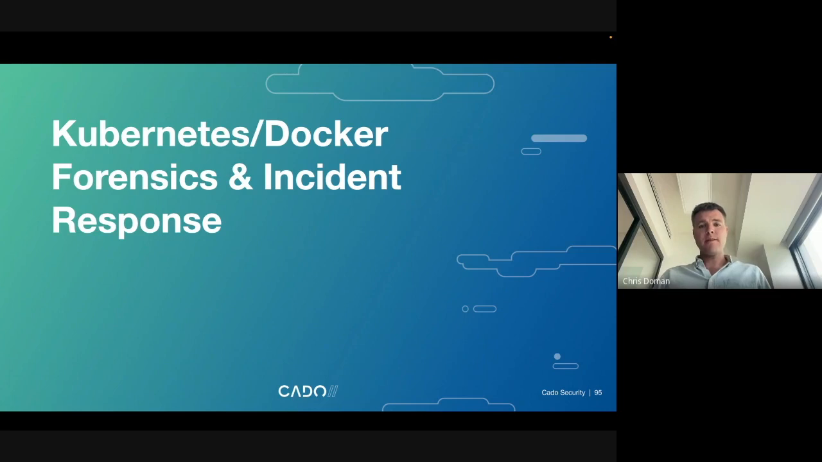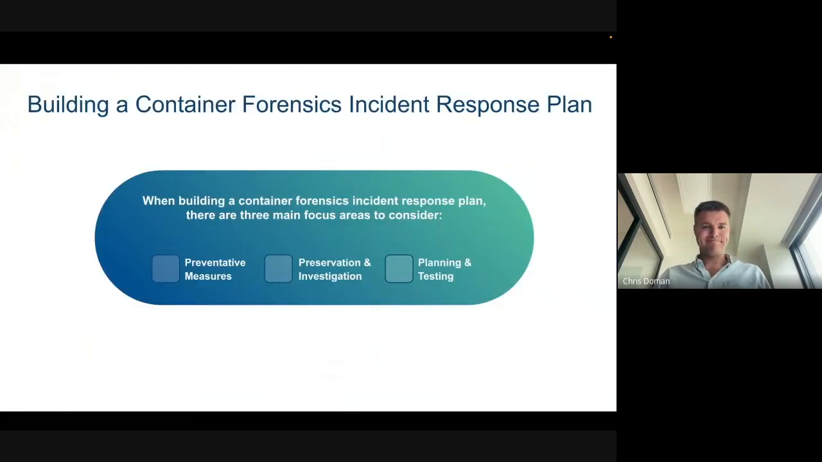Today I'm talking about Kubernetes and Docker forensics and incident response. Quite a mouthful there. So in terms of starting this off at a high level, if you want to build a container forensic incident response plan, there are a few different things to do. You go to preventative measures, so security best practices. Think about how you're going to preserve forensic data and investigate it. Then you need to plan and test that too, just like with backups, so you can make sure all your plans actually work.